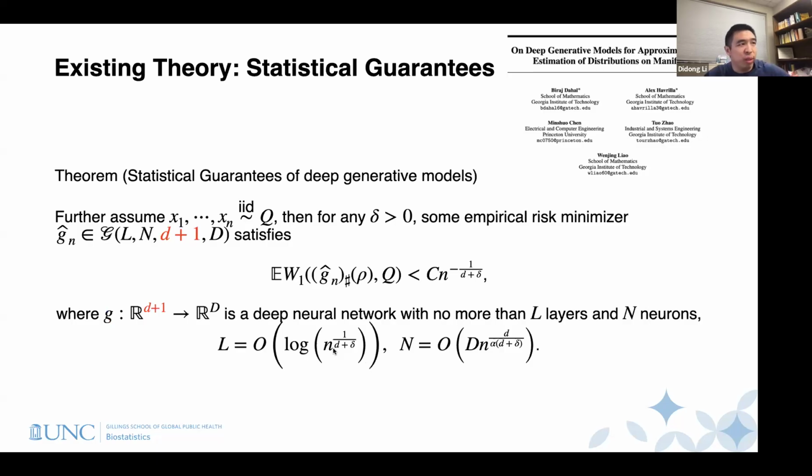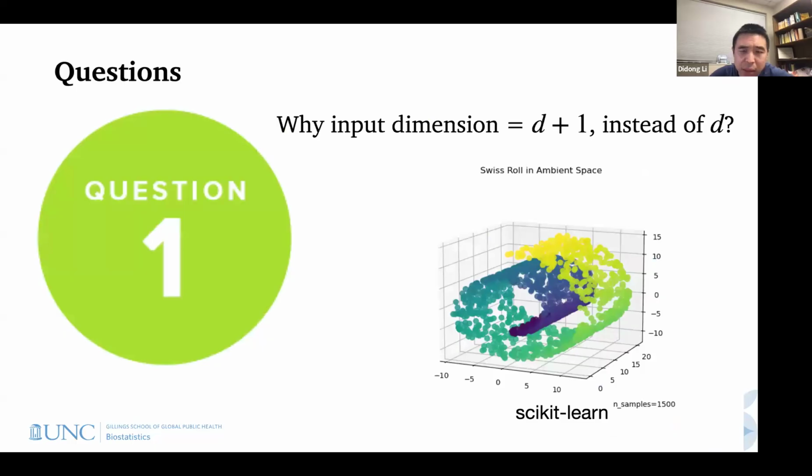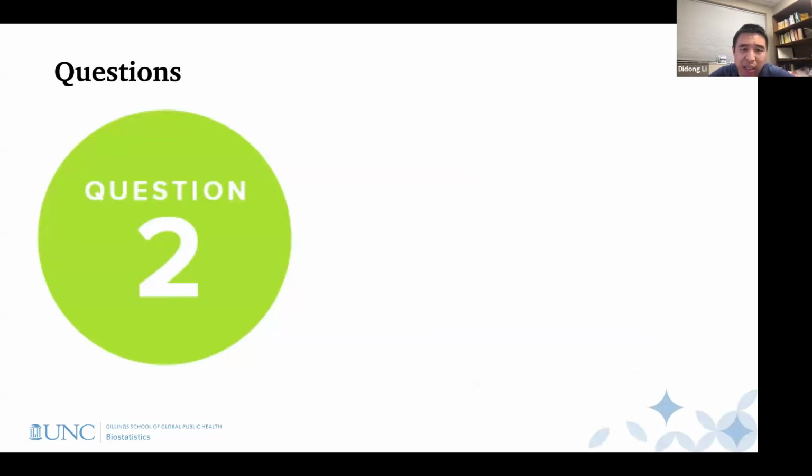And then with this very beautiful result, we can ask two immediate questions. Question one is, we assume the intrinsic dimension is D, but why must the input dimension be D plus 1? Mathematically it's not that elegant, or maybe you can argue, okay, I don't care whether it's D or D plus 1, I'm okay with the additional dimension. But there is an even more important question here: in practice, we do not know the true dimension of the underlying manifold. Instead, we just observe high-dimensional data.